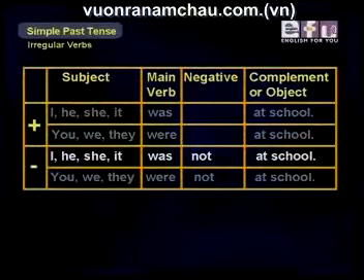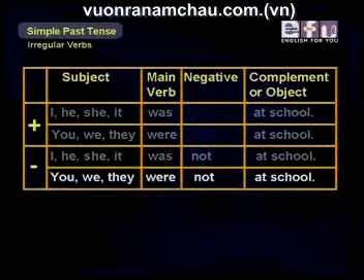Now, to make it negative, I, he, she, it was not at school. Subject, main verb, negative, complement. And of course, you, we, they were not at school. You were not at school. Subject, main verb, negative, and complement.